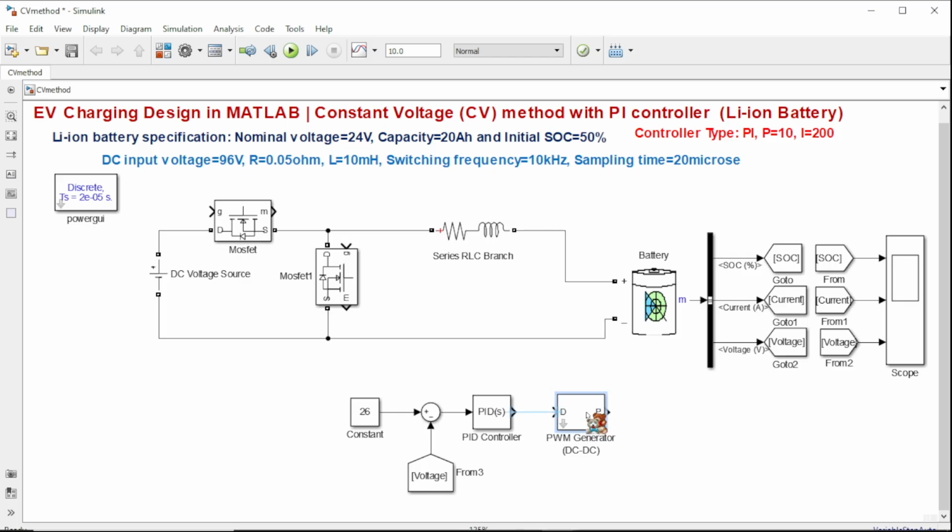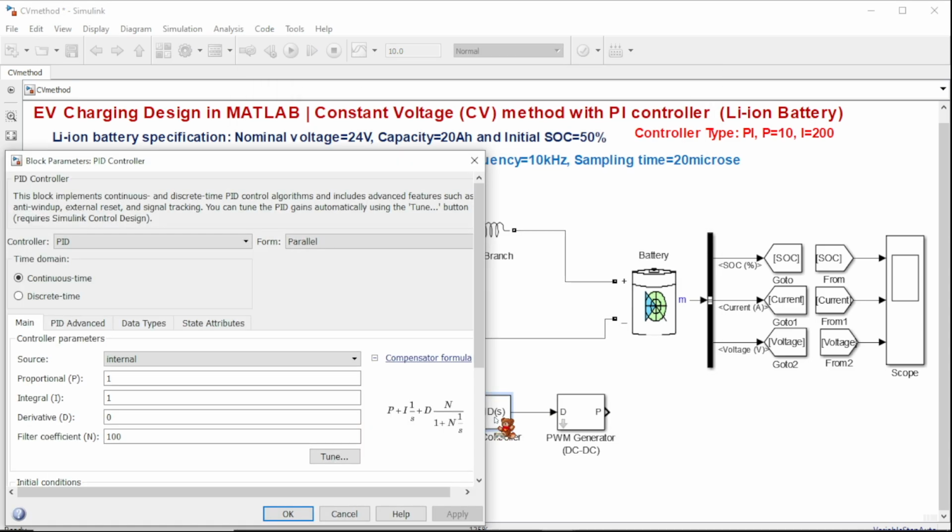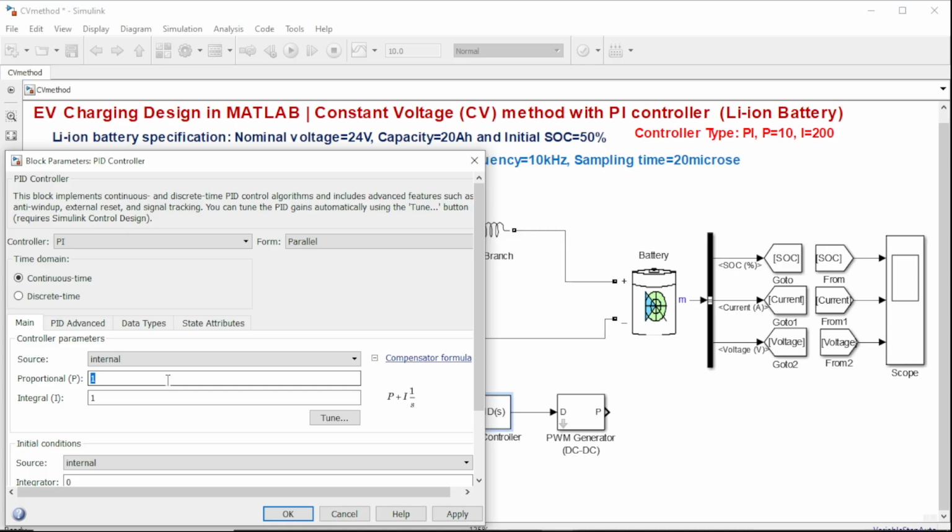So here you can see D means it is the duty cycle, P meaning pulse. This pulse is directly go to these 2 switches. So here I am consider this switch is switch 1 and this is the switch 2. Okay, now I have to change the controller name, that is the PI. So here I am changing, this is the PI and the P value is 10 and integral value is 200.